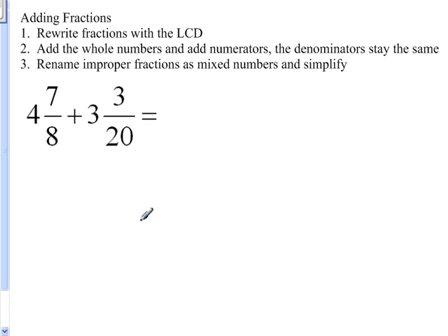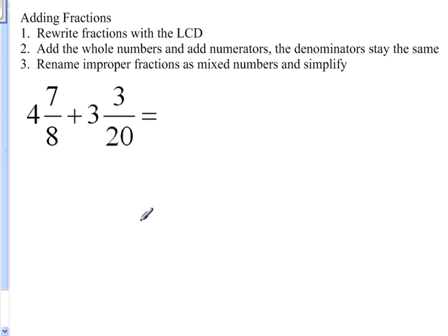In this video, you will see a couple ways to add fractions. The first way, you rewrite each fraction with the lowest common denominator. And then we add the whole numbers and numerators, and the denominators stay the same. And then if we get an improper fraction, we rename it as a mixed number and simplify if necessary.